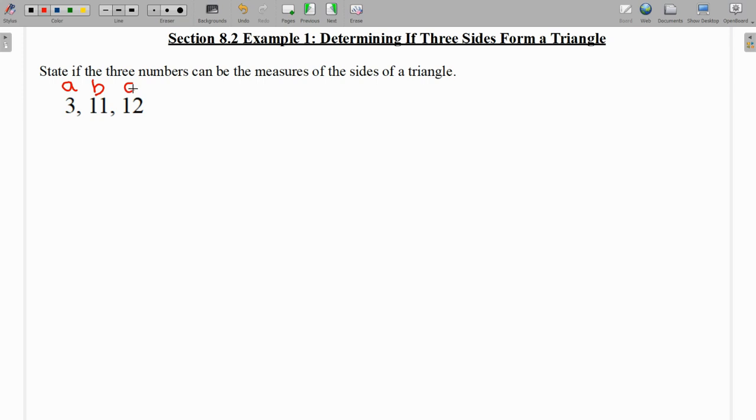Now, in order to see if three side lengths are going to make a triangle, we have three criteria that need to be met. The first criteria needs to show that the sum of A and B is greater than C. The second criteria is that the sum of B and C is greater than A. And the third criteria is that the sum of A and C is greater than B.